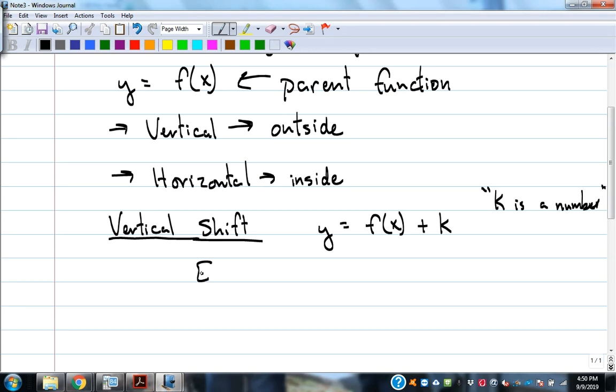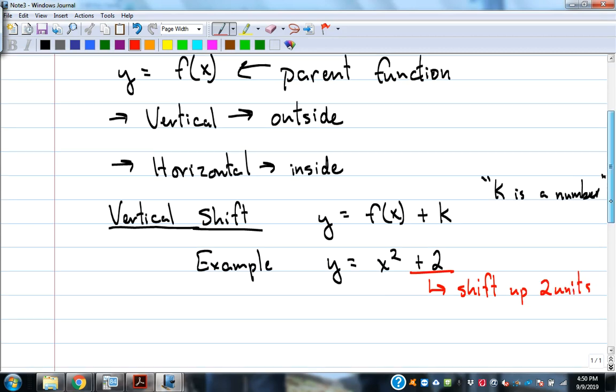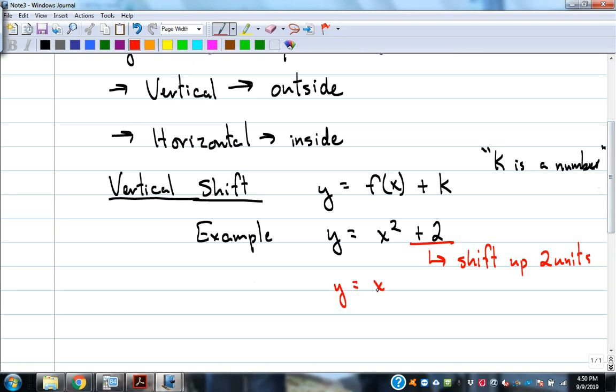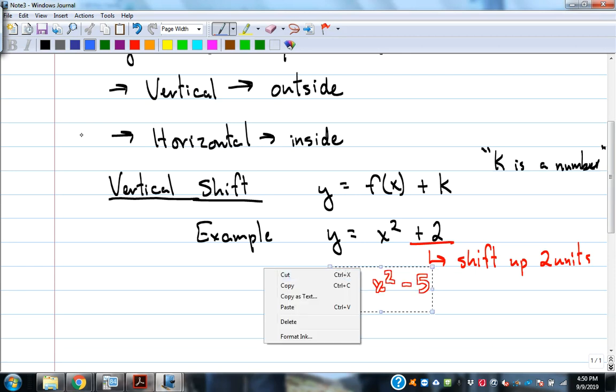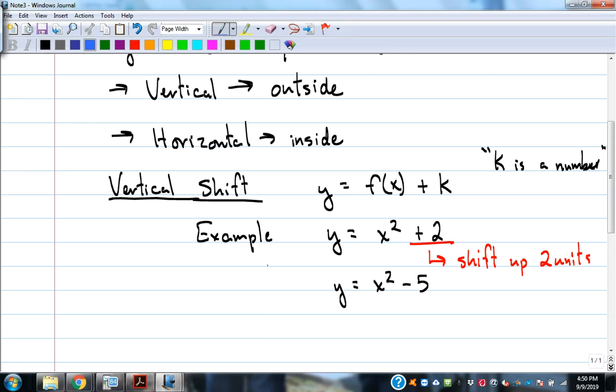An example would be if you had y equals x squared plus 2. That plus 2 is a shift up 2 units. If it's y equals x squared minus 5, what's minus 5 do? If plus 2 goes up 2 units, minus 5 would go down 5 units, yeah.